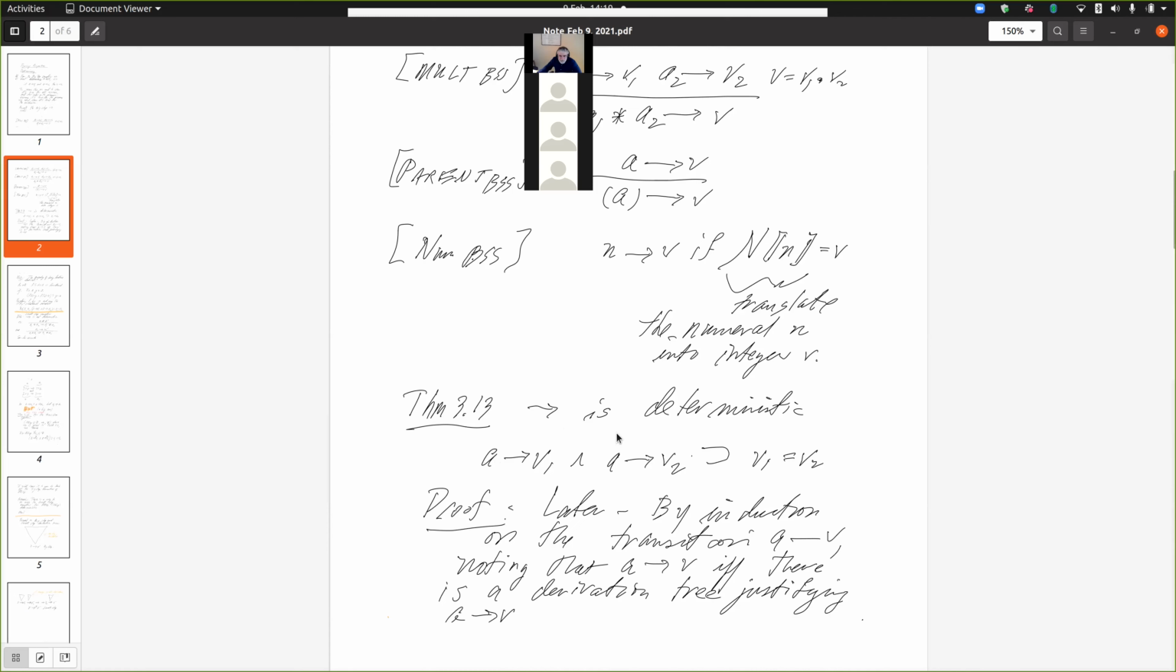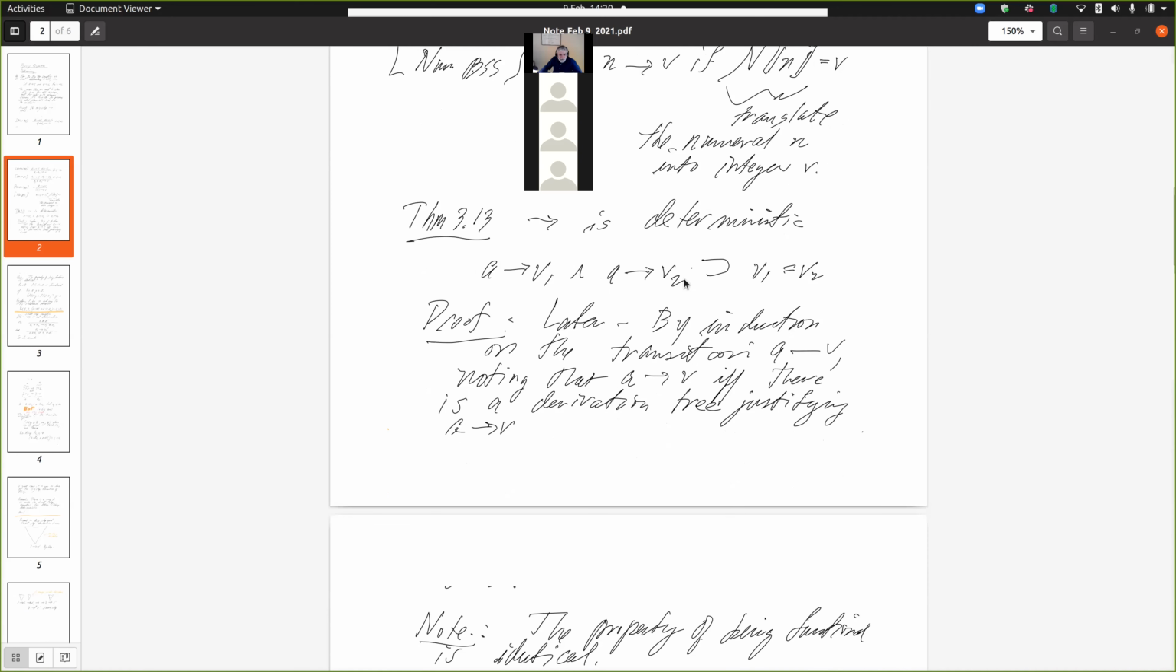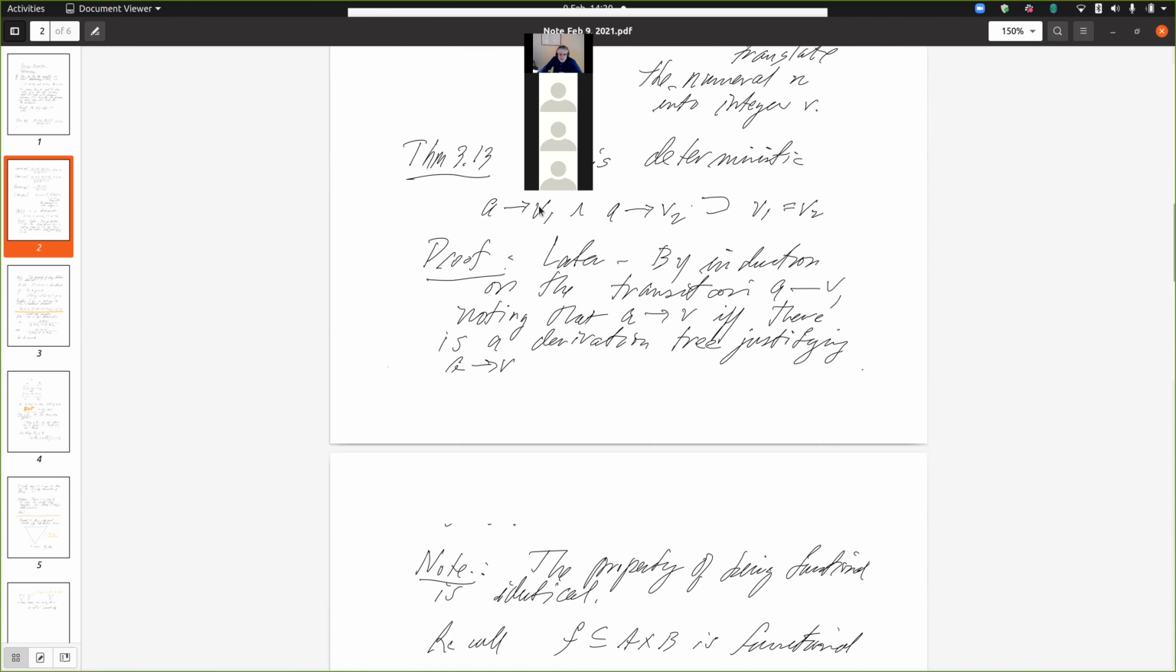And so how would you write this down logically? You'd say, okay, if A goes to V1 and A goes to V2, that implies that V1 is equal to V2. And we'll do the proof later, but it's by induction on the transition A arrow V. So you have to look at proof by induction on the structure of the derivation relation.